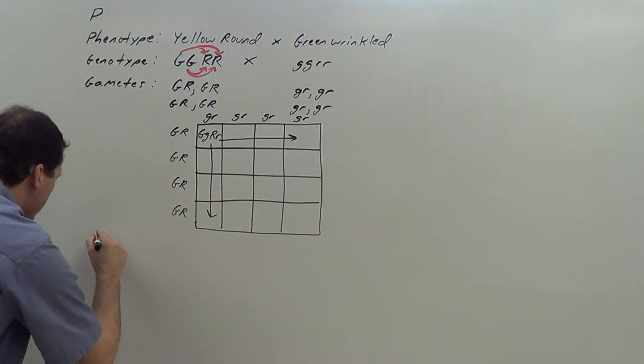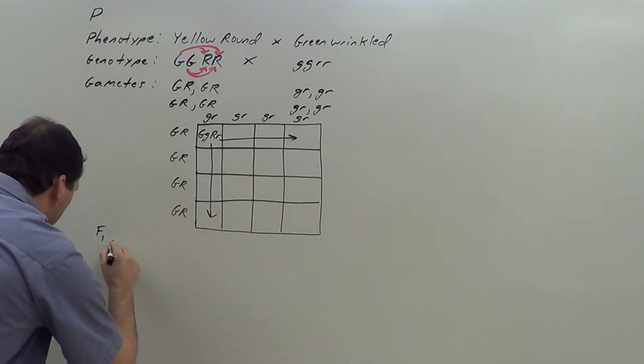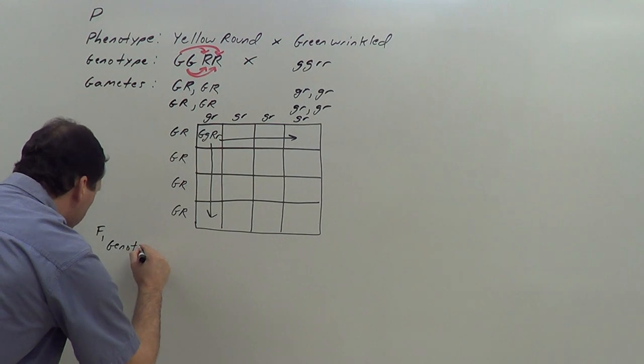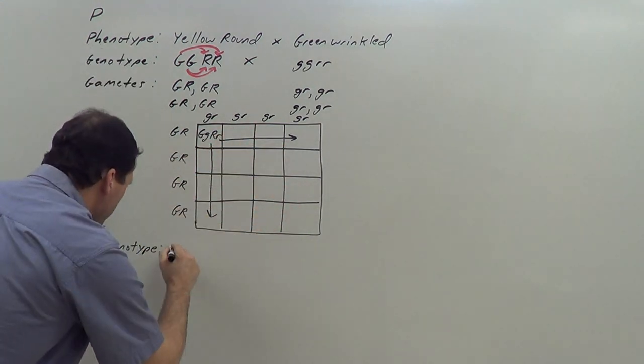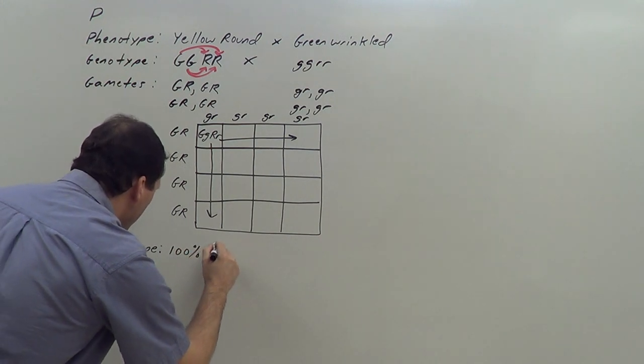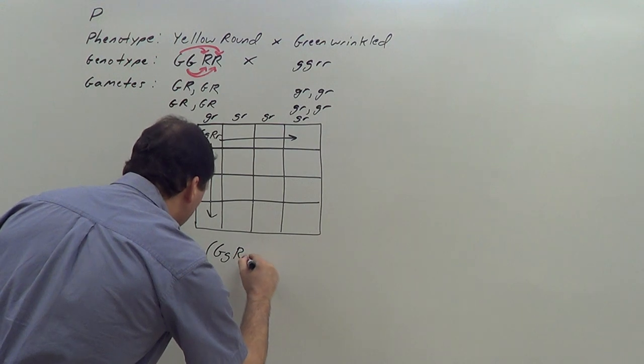So I'm going to go ahead and write that down, F1. And these are genotypes, so I'll start there with genotypes. Now this is pretty easy because 100% are going to be double heterozygous. Capital G, lowercase g, capital R, lowercase r.